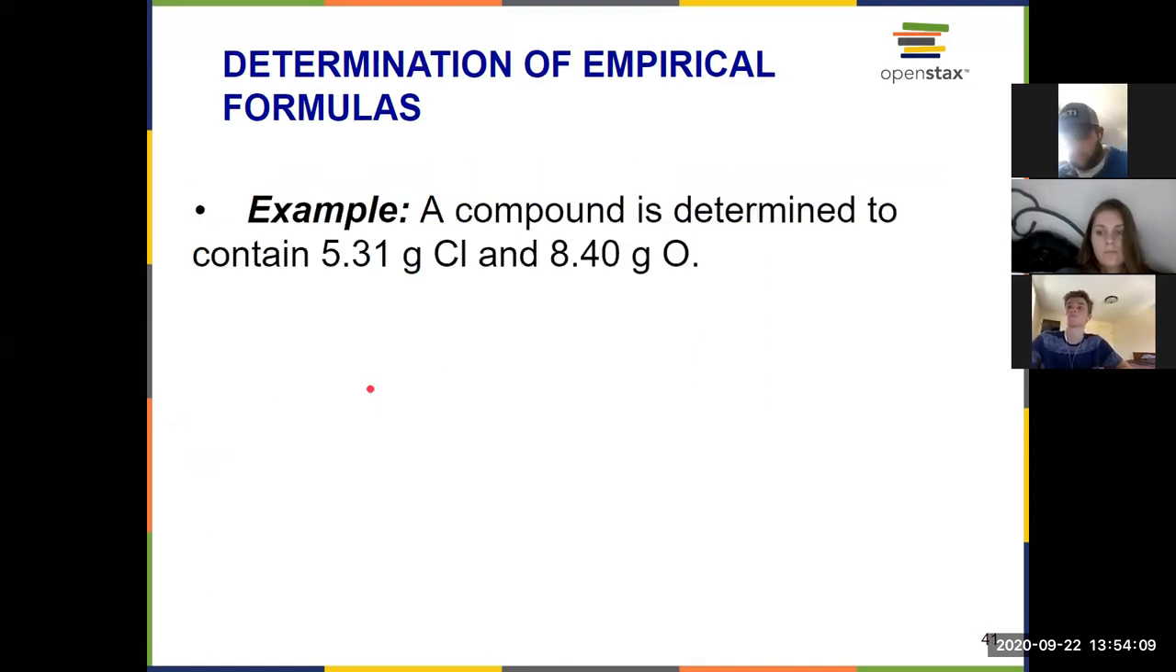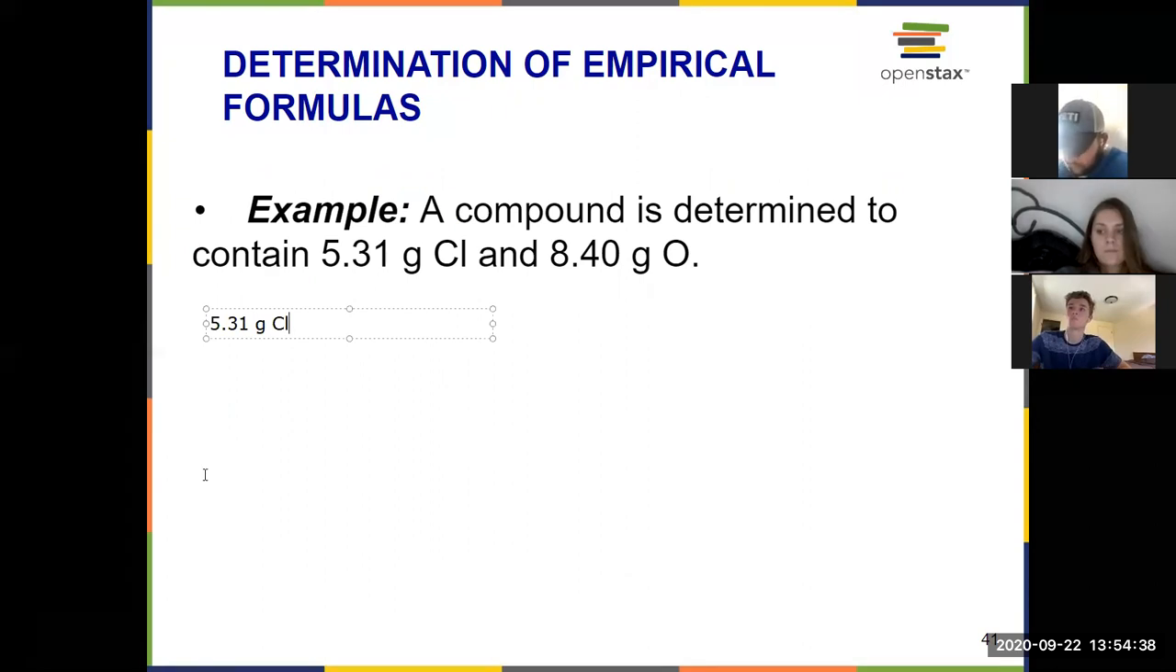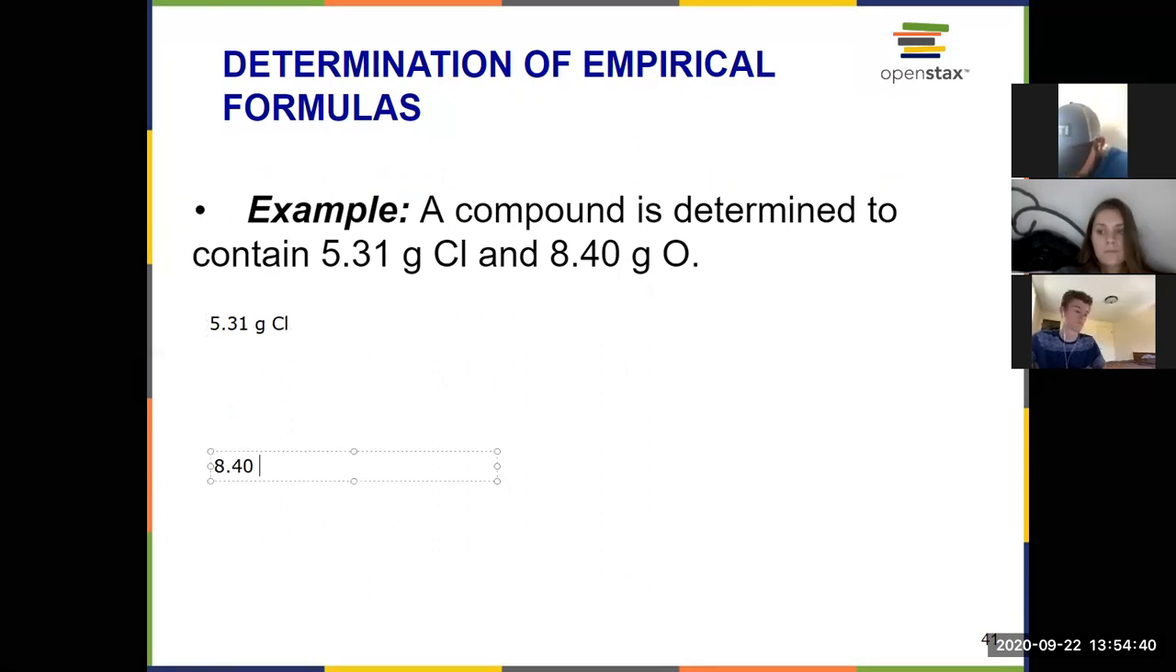So that brings us to another example here. A compound is determined to contain 5.31 grams of chlorine and 8.40 grams of oxygen. I'm taking my time here to do another example, so you can imagine it's probably important to know how to do this. I've got 5.31 grams of chlorine. I've got 8.40 grams of oxygen.